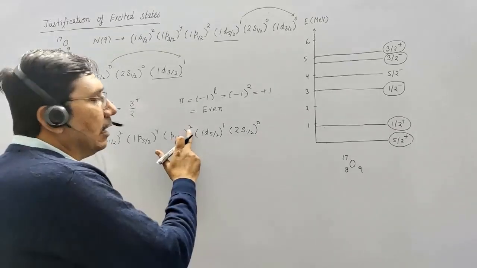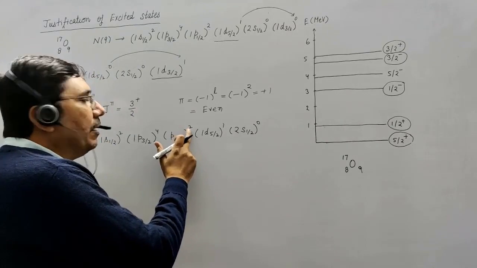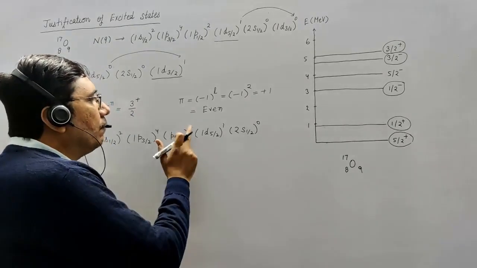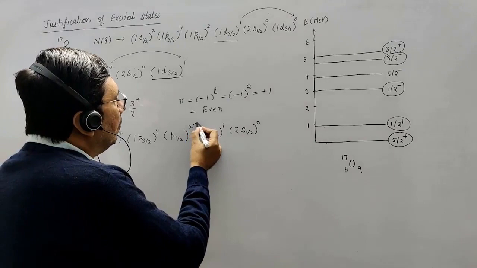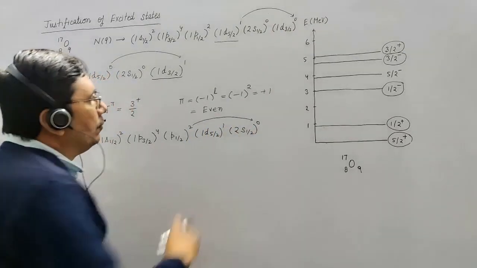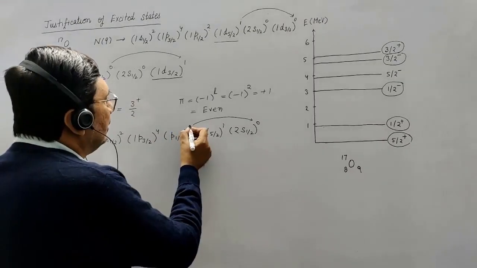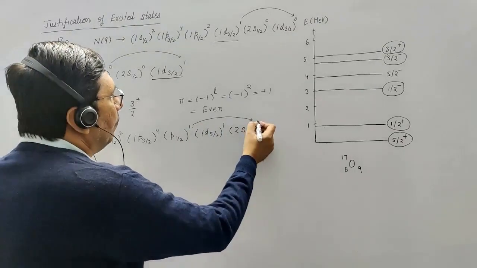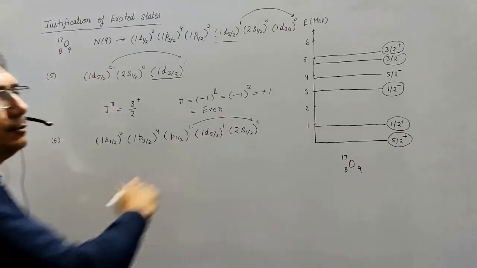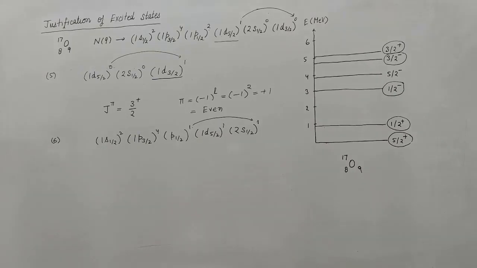If a paired neutron pair breaks, and one of the neutrons jumps to 2s 1 by 2, if first the pair breaks and then one of the neutrons out of this pair jumps to 2s 1 by 2, then our situation will be like this. Here we will have 1 and here we will have 1. So now we have 3 unpaired neutrons, and we have to explain this state 5 by 2 minus.